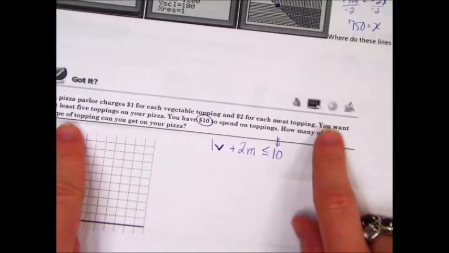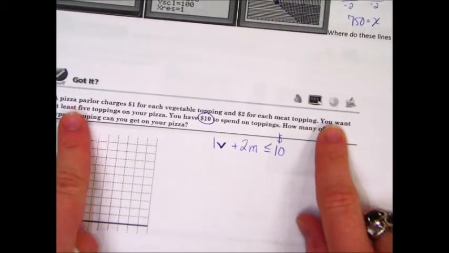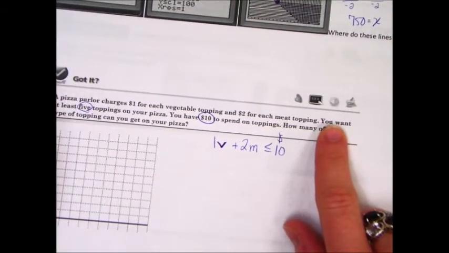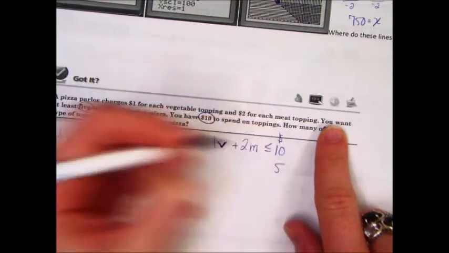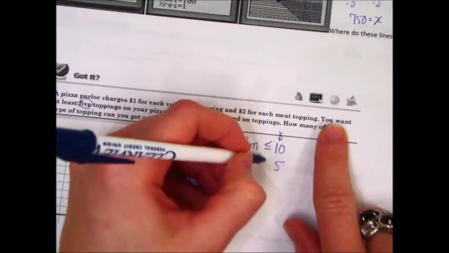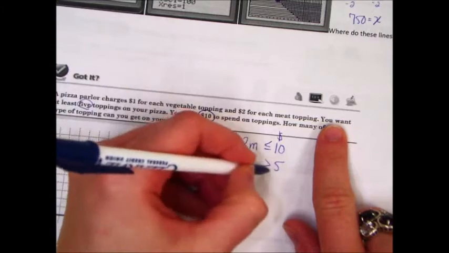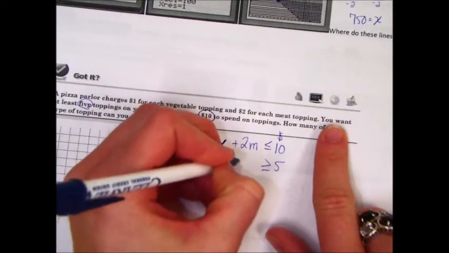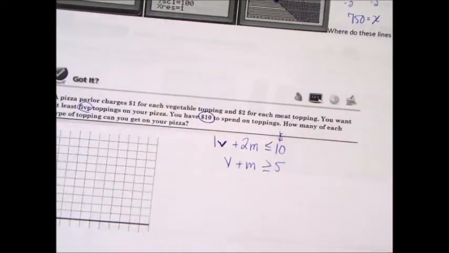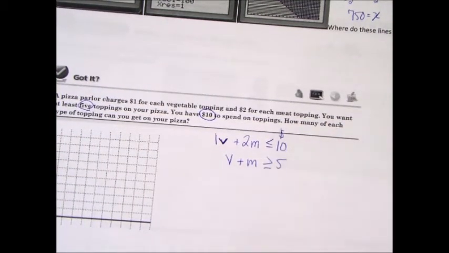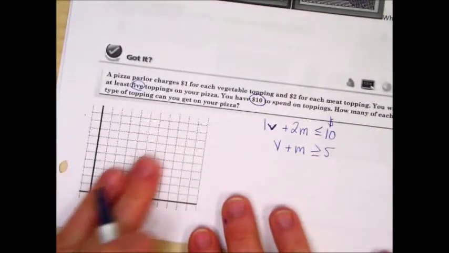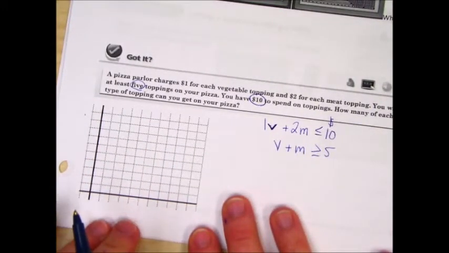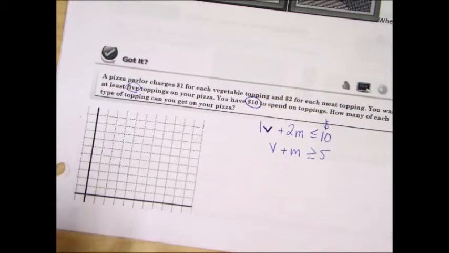Now another thing that it says is that you want at least 5 toppings. This is another total. If I want at least 5 toppings, that means it needs to be greater than or equal to 5, because at least means you want that or more. So I say the veggies plus the meat. So I have my 2 equations. Notice this graph, you might want to write this down. This graph only includes the first quadrant because you can't order negative vegetables and you can't order negative meats.